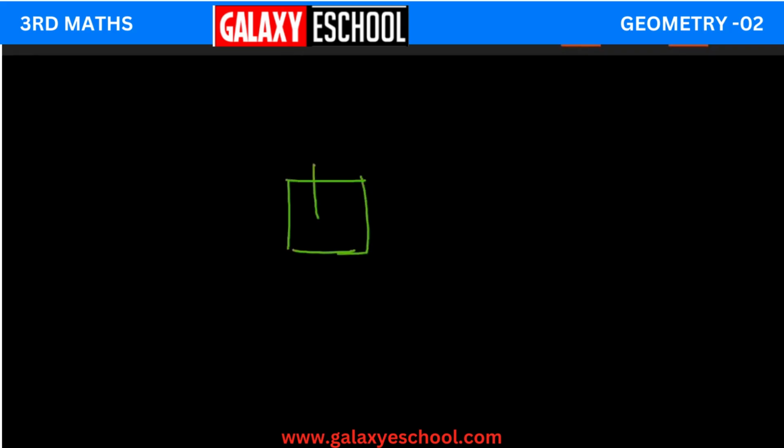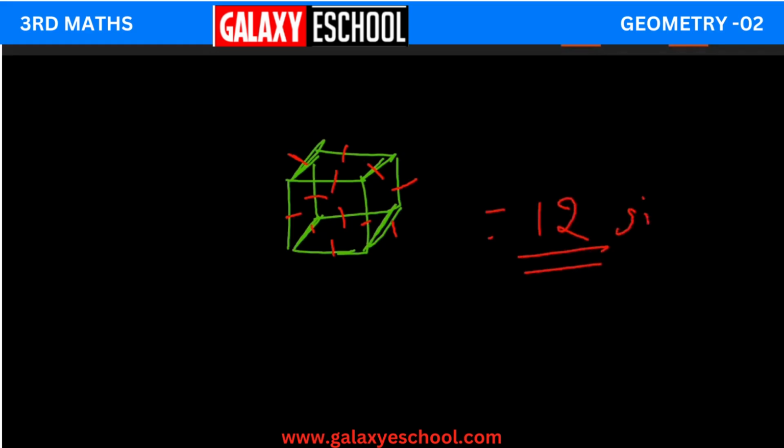Now coming to sides, how to draw a cube, children? Draw a square, draw another square on the inside like this. Now join the vertices. See, now let us count the number of lines. When we count the number of lines that we have used to draw the figure, we get the number of sides. We have 1, 2, 3, 4, 5, 6, 7, 8, 9, 10, 11, 12. In total, we have 12 lines. That means our cube has 12 sides in total.